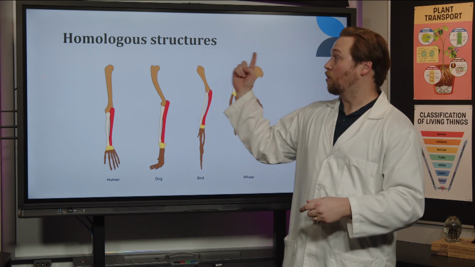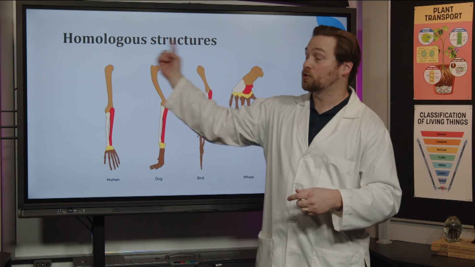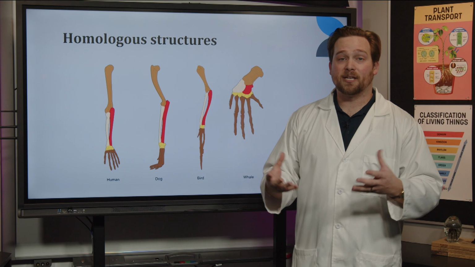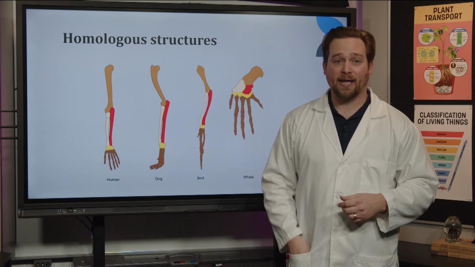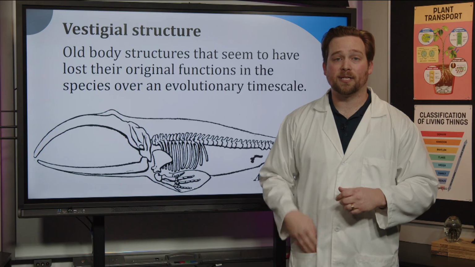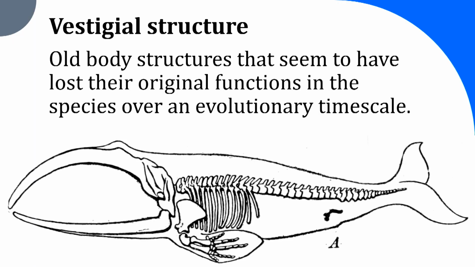So again, this is called homologous structures, and it's evidence that these organisms, all tetrapods, have a common ancestor. Let's take a look at some more evidence that supports the theory of evolution. This one is called vestigial structures.